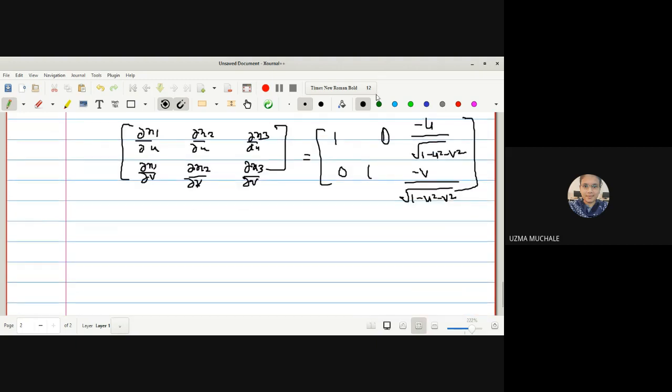Now you can take any matrix of 2 cross 2. So you can have the determinant non-zero. Why is it non-zero? u and v are not equal to 0. Okay, u and v are not equal to 0. No, ma'am. Rank is two.